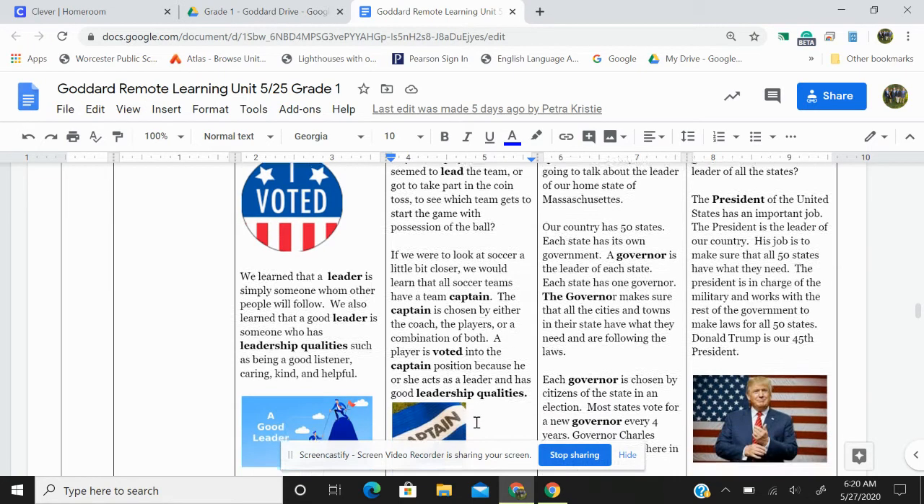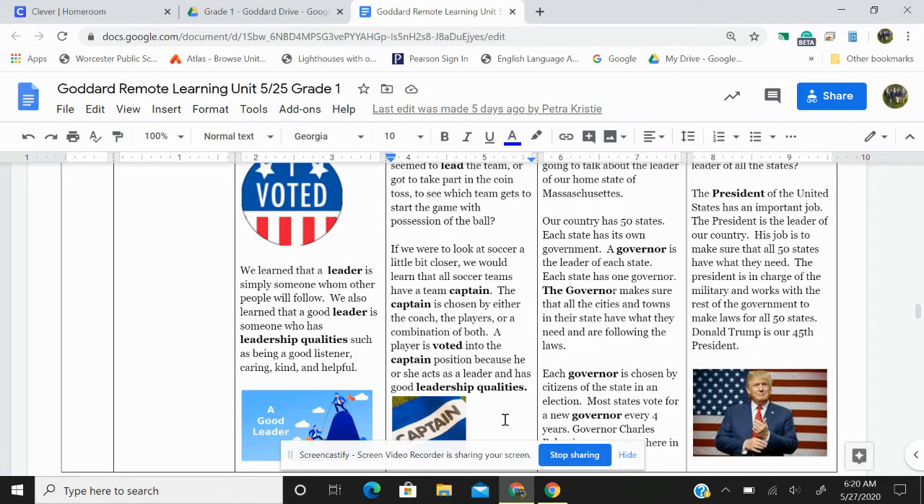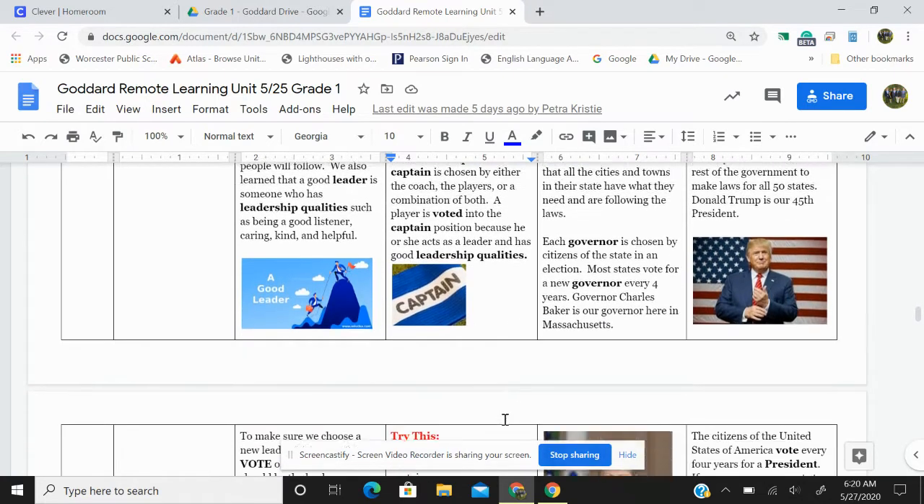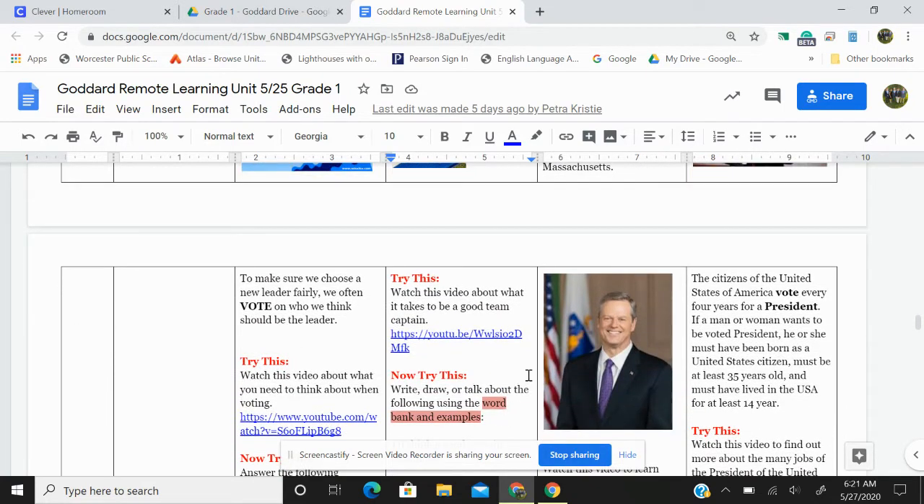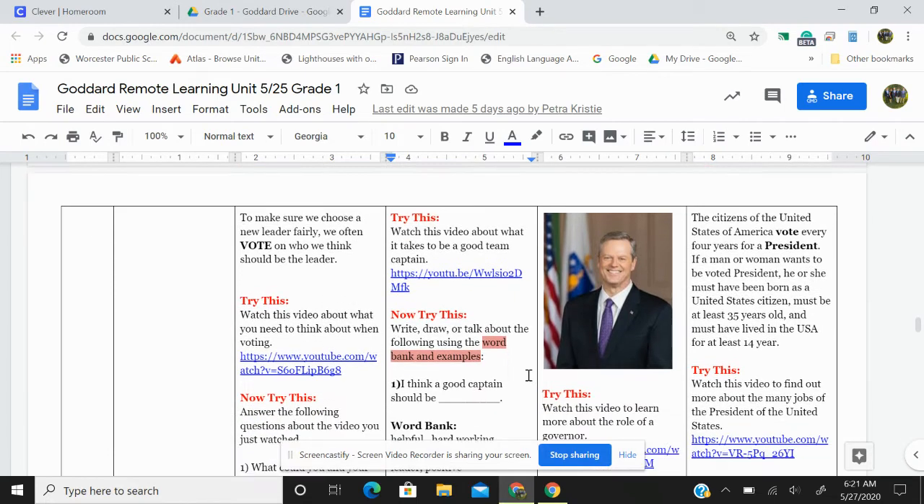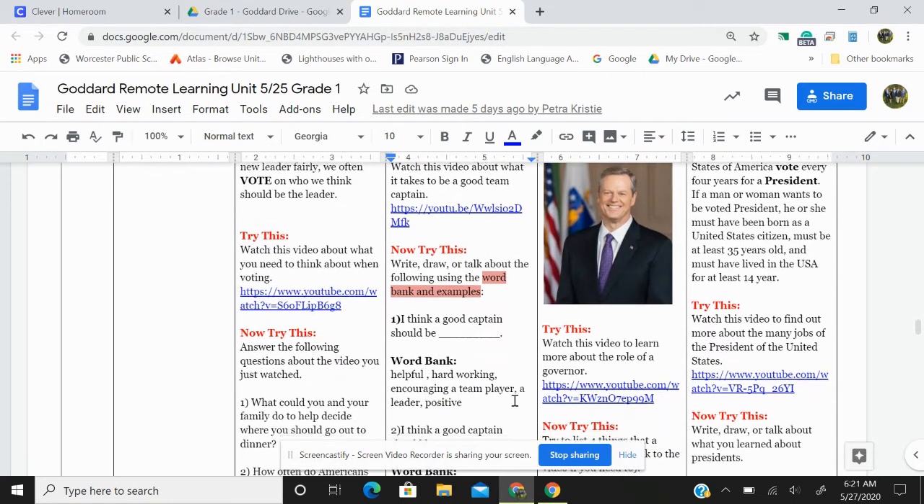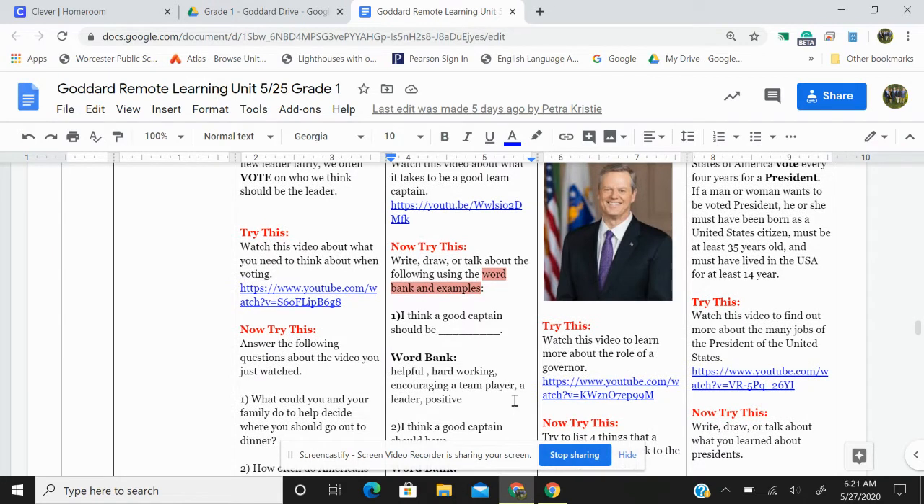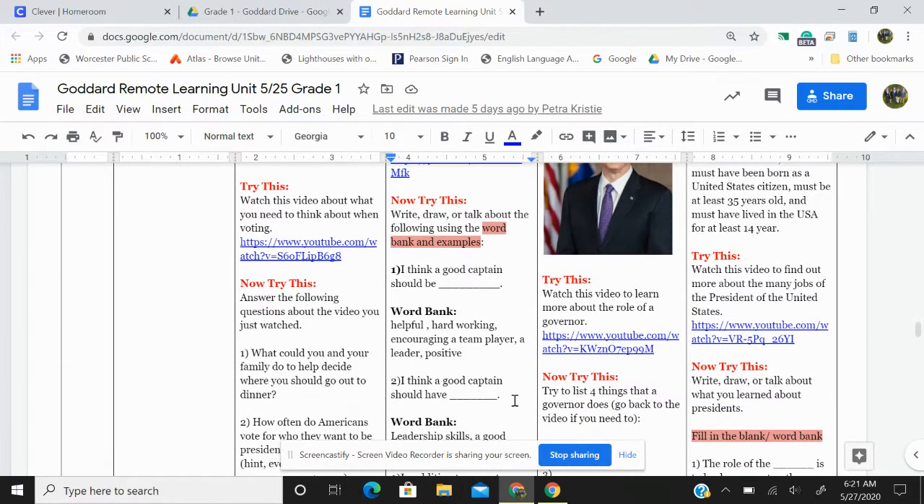A player is voted into the captain position because he or she acts as a leader and has good leadership qualities. Try this. Watch this video about what it takes to be a good team captain. Then try this. Write, draw, or talk about the following using the word bank and examples. I think a good captain should be blank. And here is your word bank. Helpful, hardworking, encouraging, a team player, a leader, positive.